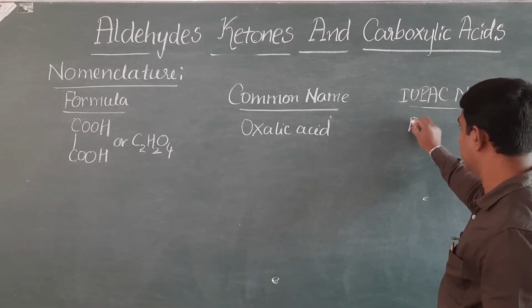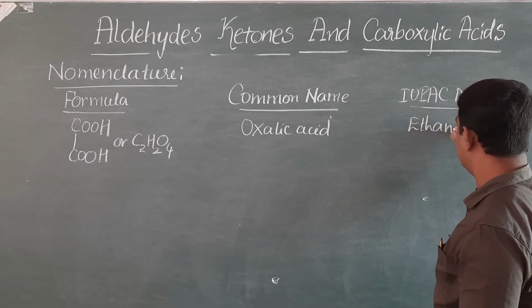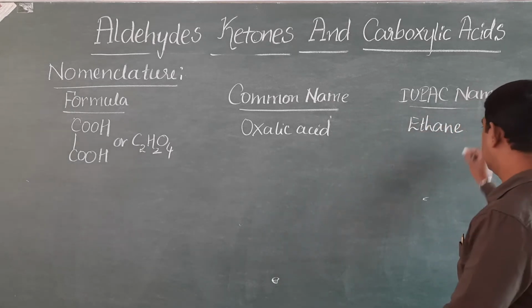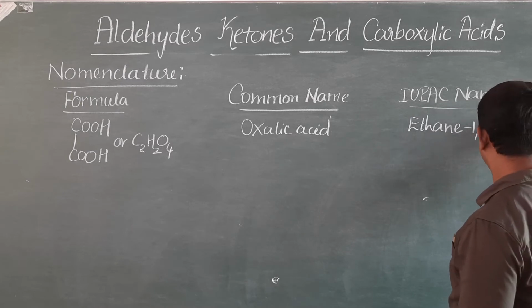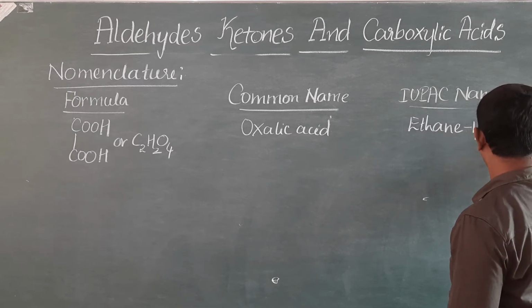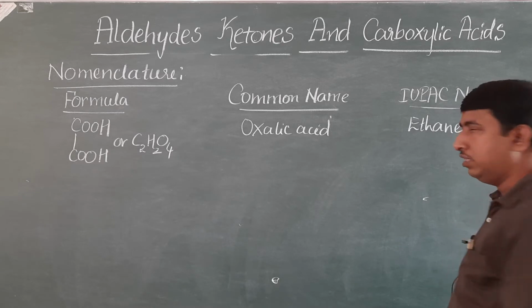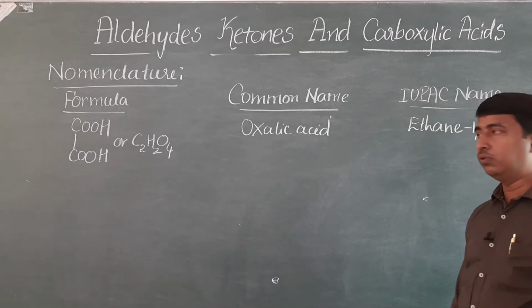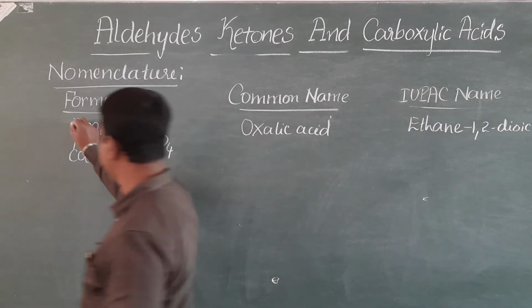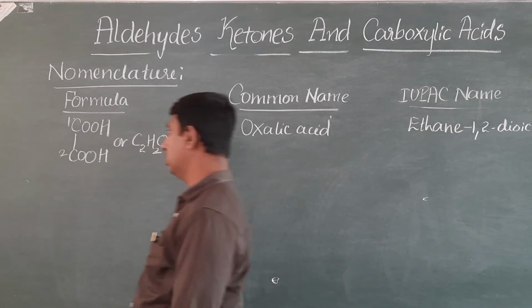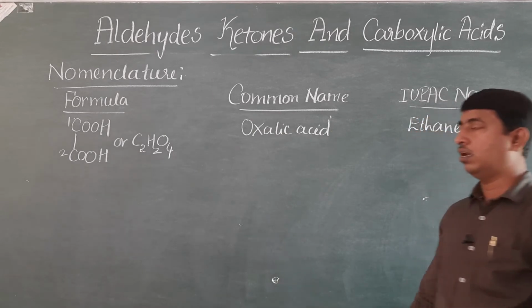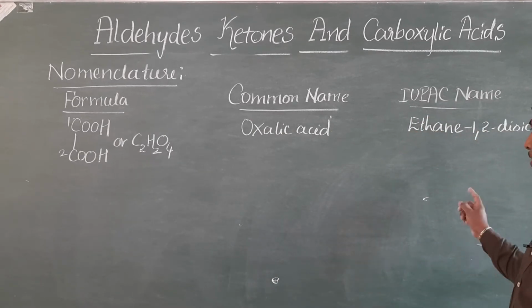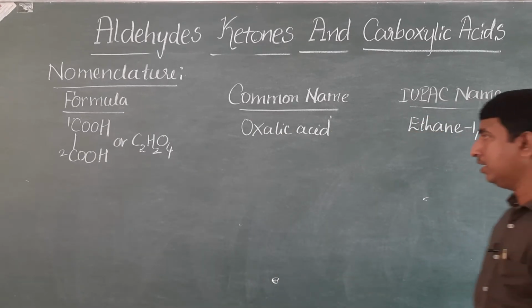IUPAC name: 2 carbon atoms are present, so it is ethane 1,2-dioic acid, or ethane dioic acid. Carbon number 1 and carbon number 2 are carboxyl functional groups. So it is ethane 1,2-dioic acid.